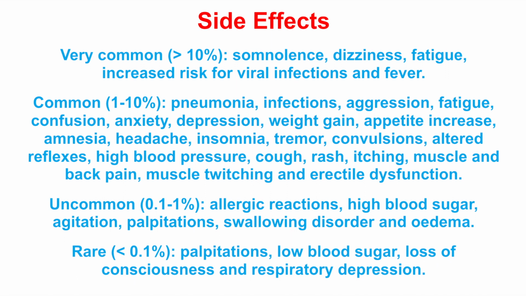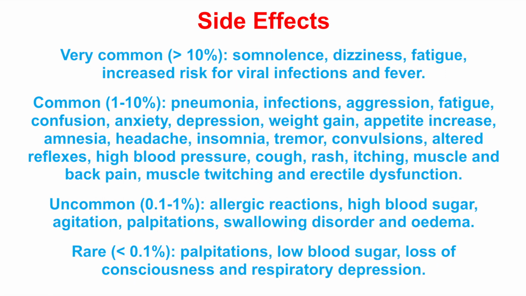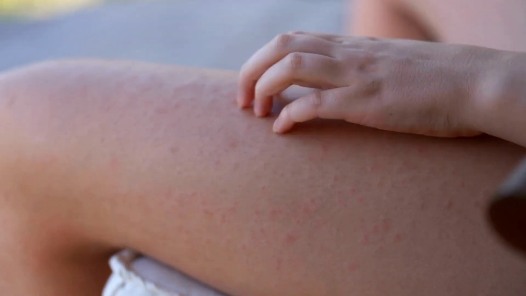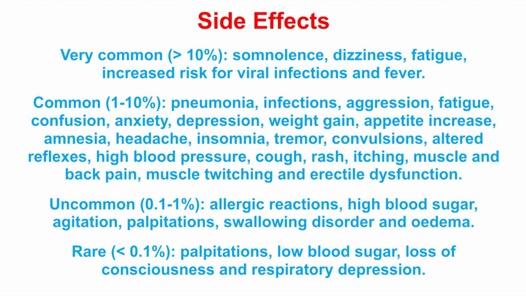Gabapentin can be an effective drug, but unfortunately it can have some serious side effects as well. I will mention some of the most common ones in this video, but if you're looking for a complete list, check your leaflet, ask your doctor or your pharmacist. Very commonly it might cause somnolence, dizziness, fatigue, or an increased risk of a viral infection. Commonly it can cause pneumonia, infections, aggression, fatigue, confusion, anxiety, tremors, convulsion, and erectile dysfunction. Uncommonly it can cause allergic reactions, high blood sugar, swallowing disorders, and edema. And rarely it might cause palpitations, a low blood sugar, or respiratory depression.